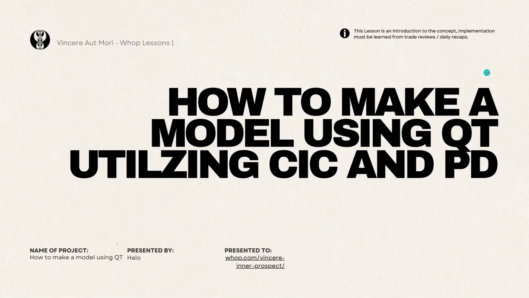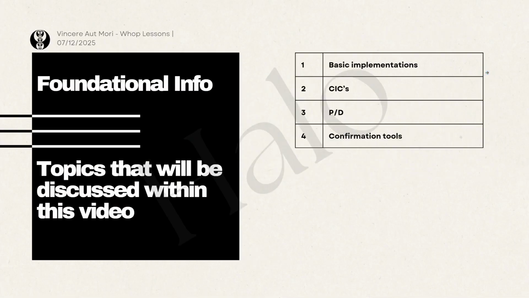So hope you guys enjoy. So foundational information that you guys are going to be utilizing within this video, right? Basic implementation of quarterly theory, cracks and correlations, of course, premium and discount, and confirmation tools. So I am going to go over everything I use in terms of entry parameters when I am looking for trades. I'm going to be going over everything, right? So if you want to learn how to make a model, pay attention, right?